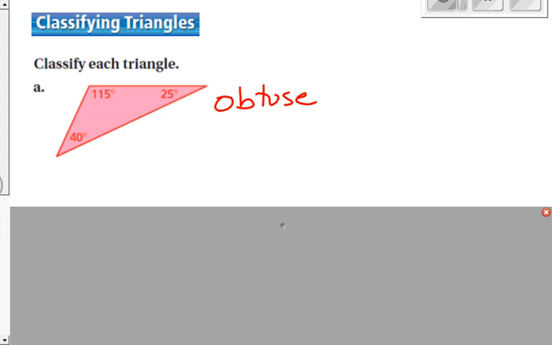That's with our angles. Now we've got to look at our sides. Well, one easy way to figure that out is, are any of the sides the same? If no angles are the same, that means no sides are the same. And since none of our angles are the same, we know no sides are the same. So it would be scalene. So this is obtuse scalene.